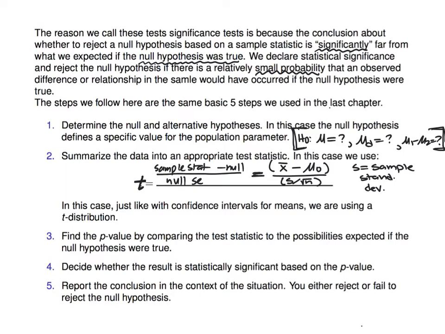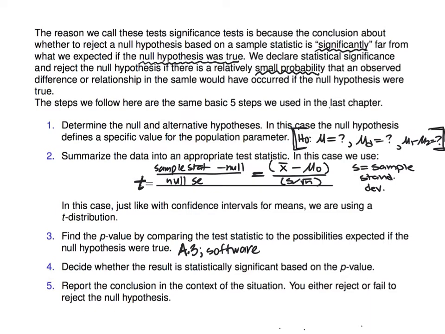All right, find the p-value comparing the test statistic to the possibilities expected if the null hypothesis were true. The p-value, how we're going to find them in this lesson, is using what's called table 8.3, which is in your book, or we're going to use software. There's also a table 8.3 in Blackboard linked with this lesson, so if you don't have one out, pause me now and print one so you can look at it, because it's a little bit trickier than the table of p-values for the z-table.